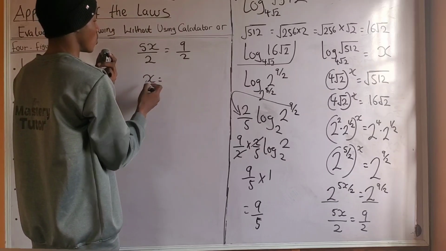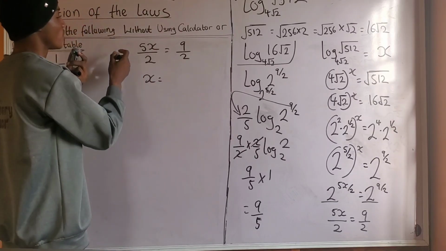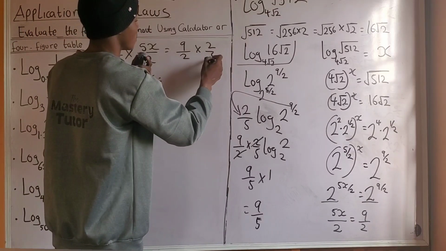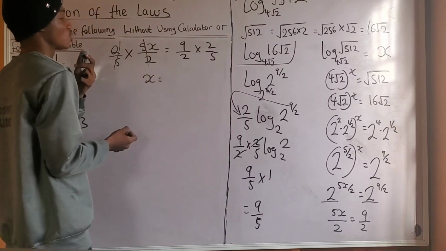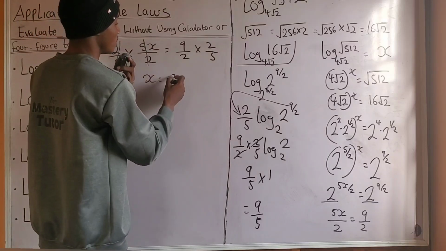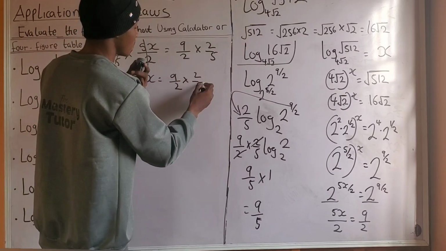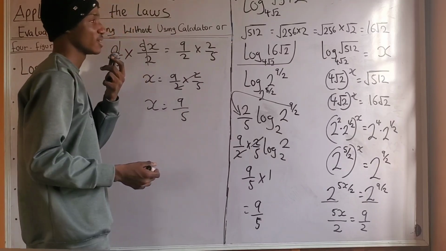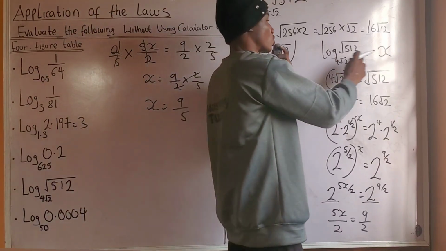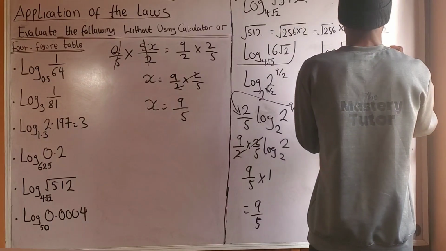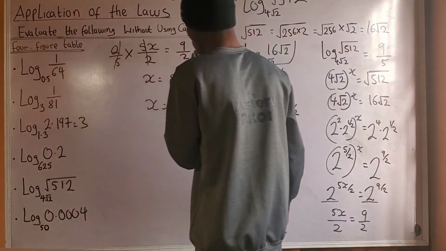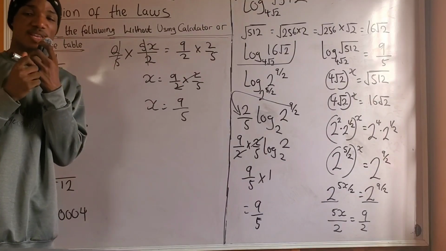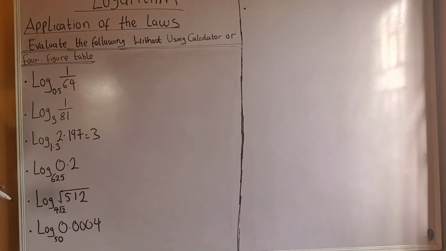So x is equal to, multiply both sides by 2 over 5, this side and also this side times 2 over 5. So this will cancel this. So I'm going to have x equals 9 over 2 times 2 over 5. x equals 9 over 5, which is the value of x. Now, because I've already set this logarithm equal to x, the value will be 9 over 5, which is the answer that we got here. Do you understand? So both methods are mathematically correct. Okay, let's proceed to the next question.